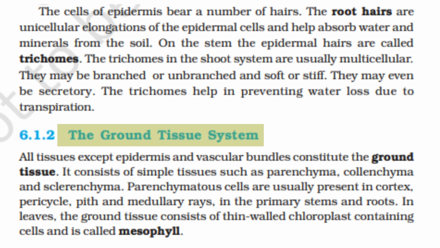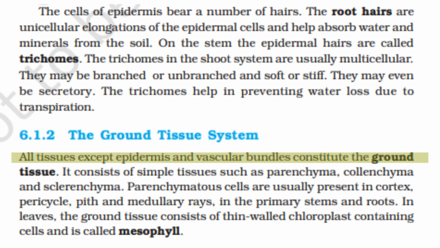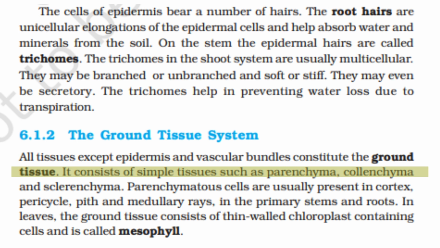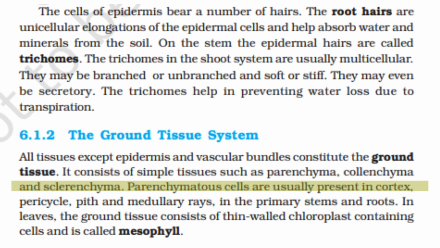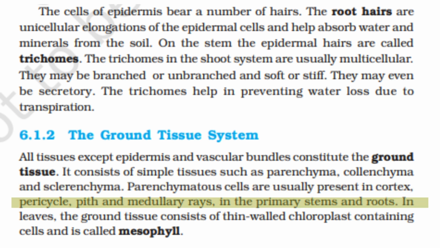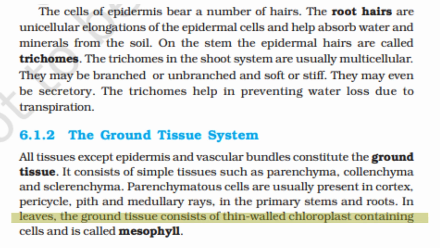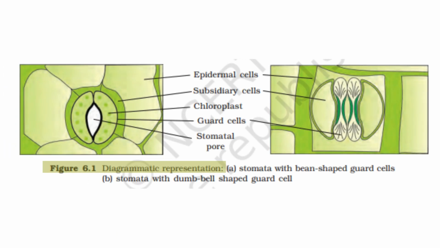The ground tissue system. All tissues except epidermis and vascular bundles constitute the ground tissue. It consists of simple tissues such as parenchyma, collenchyma, and sclerenchyma. Parenchymatous cells are usually present in cortex, pericycle, pith, and medullary rays, in the primary stems and roots. In leaves, the ground tissue consists of thin-walled chloroplast-containing cells and is called mesophyll. Figure 6.1. Diagrammatic representation. A. Stomata with bean-shaped guard cells. B. Stomata with dumbbell-shaped guard cells.